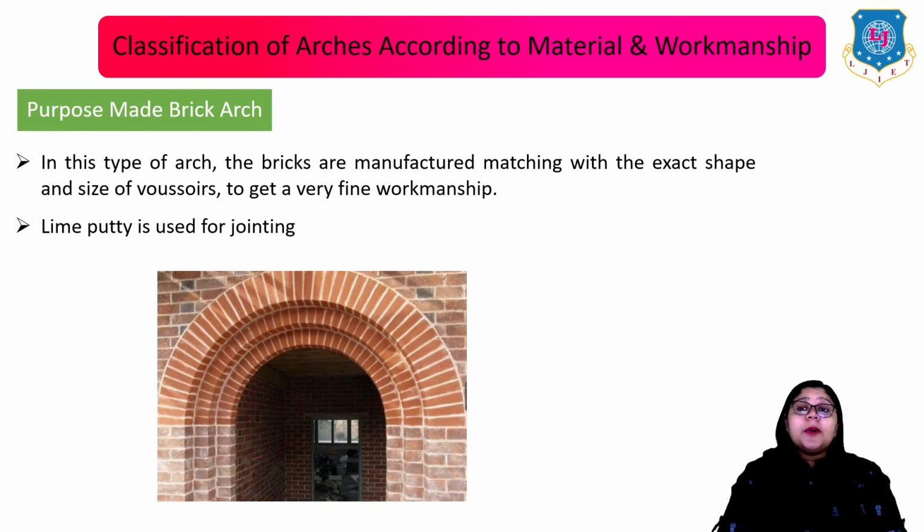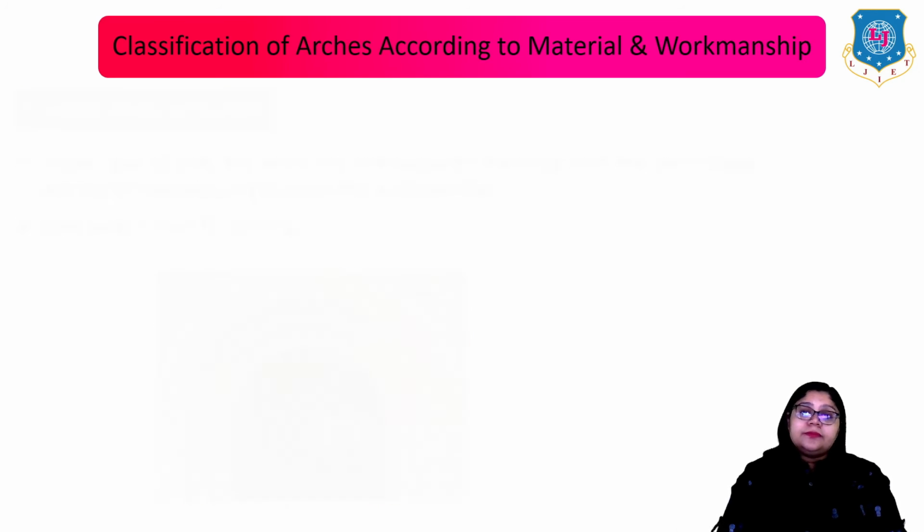And the last type is the purpose made brick arch. In this type of arch, the bricks are manufactured matching the exact shape and size of voussoirs to get a very fine workmanship. Lime putty is used for this jointing. So here you can see a clear example of a purpose made brick arch.